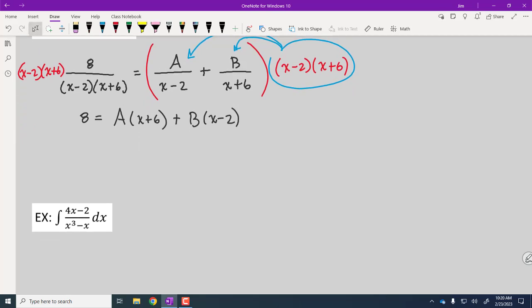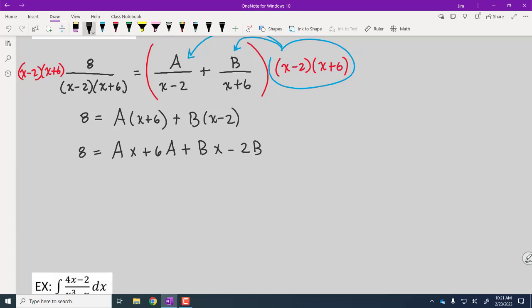All right. Let's expand this. If we expand this, it's going to look like this. And I'm just going to rewrite the right-hand side for a moment. I'm going to group the like terms together. I'm going to group the two terms that have an x, and I'll factor the x out. And then I'll group the two constant terms over to the right.